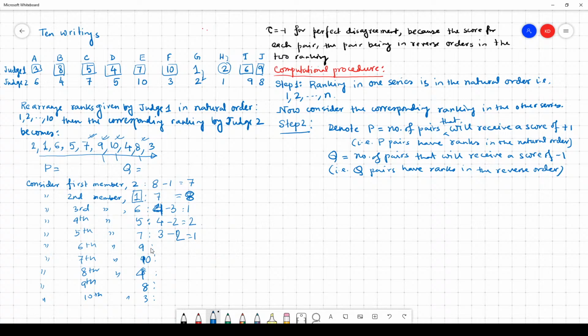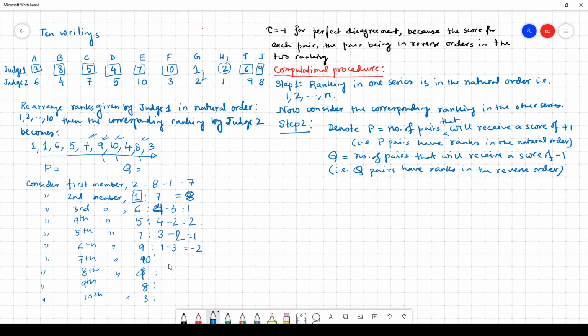So please tell me the remaining parts. What is the value corresponding to the 6th member? That is 9. Please look at the right hand side of 9. On the right hand side of 9 there are 4 members. Among these 4 members, only one is greater than 9, that is 10. So for this I write +1, and the others are less than 9. So for this I write -3. Hence it is -2.